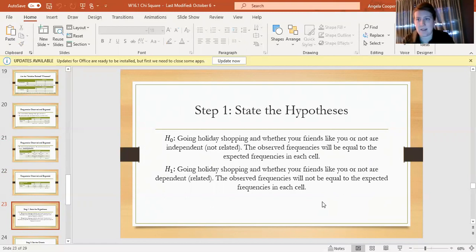So our null hypothesis, it's a little wordy and it differs based on this question, but the null hypothesis states that going holiday shopping, our first categorical variable with yes or no, and whether your friends like you or not, the second categorical variable with yes or no as the conditions, are independent, meaning they are not related. The observed frequencies will be equal to the expected frequencies in each cell. The alternative hypothesis says the opposite. Going holiday shopping and your friends liking you or not are dependent, so they are related. The observed frequencies will not be equal to the expected frequencies in each cell.